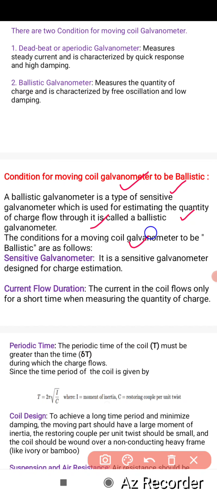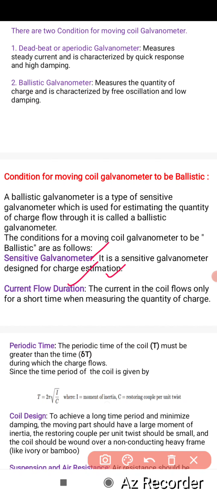The conditions for a moving coil galvanometer to be ballistic are as follows: sensitive galvanometer, current flow duration, time period, coil design and suspension. Now we see them one by one. Sensitive galvanometer: it is a sensitive galvanometer designed for charge estimation.